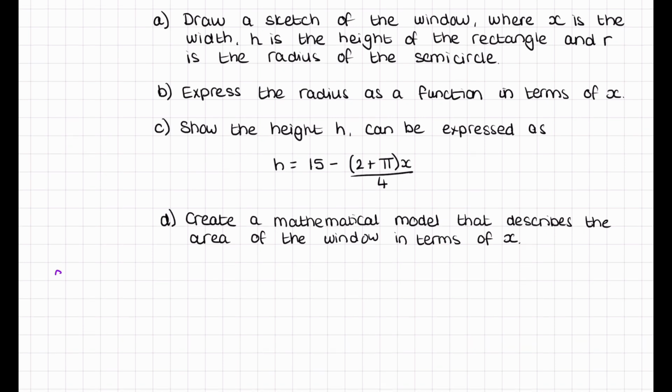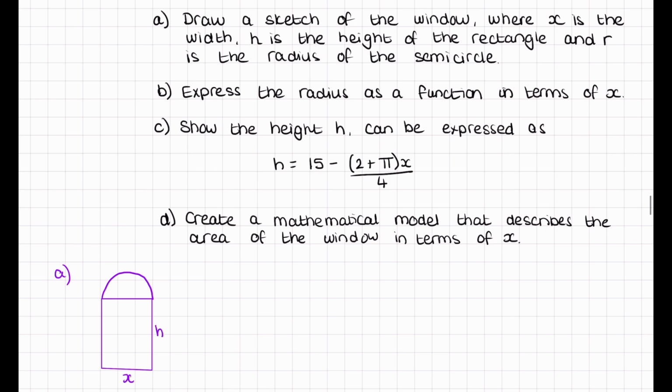So part A, draw a sketch. So we know we've got a rectangle with a semicircle on top, so we just draw this best you can, and then where x is the width, the x there, h is the height of the rectangle, and r is the radius. So the radius will be there.